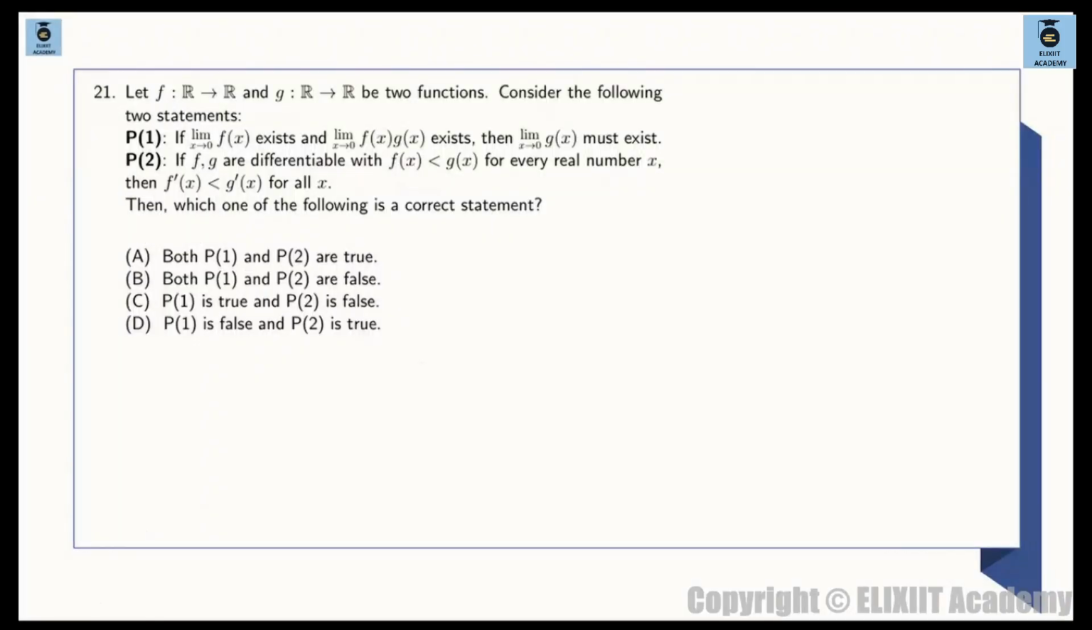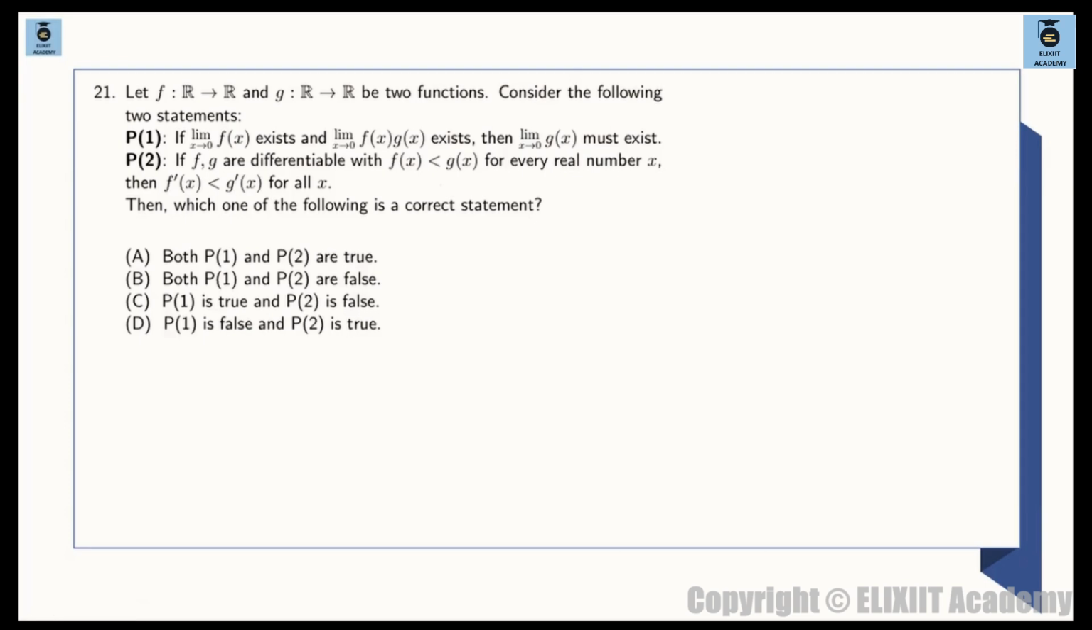Okay, here we have the first question which says that f such that R to R and g such that R to R are two real functions given, and we have two statements. First statement says that if limit x tends to 0 of f(x) exists, and limit x tends to 0 of f(x) into g(x) exists, the product of the two functions exists, then limit x tends to 0 of g(x) will definitely exist. And statement 2 says if f and g are differentiable with f(x) less than g(x) for every real number x, then f dash of x is less than g dash of x for all x. So we have to say which of the following is a correct statement.